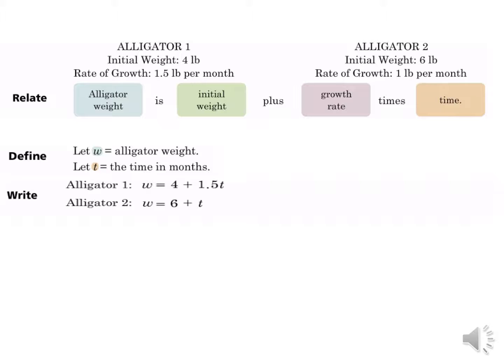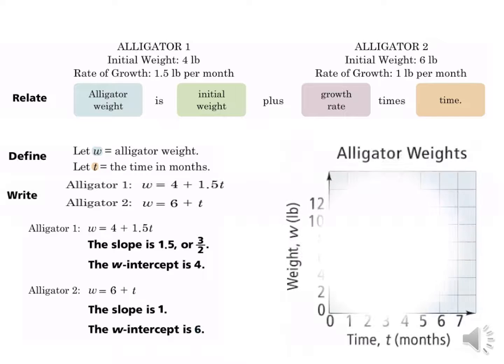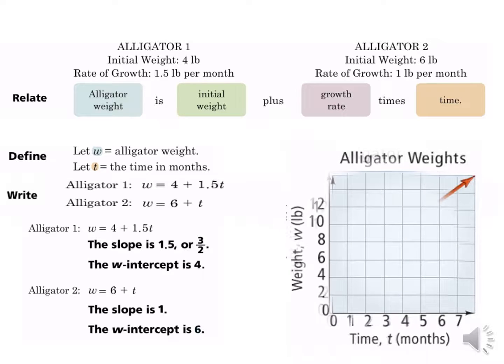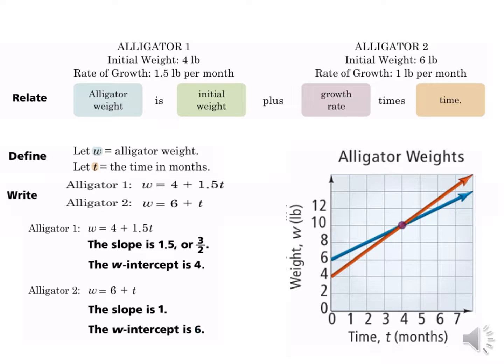Easy again. Already written in y-intercept form, we just graph them, right? Now to change 1.5 into slope, that's easy. 3/2. You don't go up 1 and over 0.5. You go 3/2. And then when you graph, here is alligator 1. Here is alligator 2. So after 4 months, right here where they cross, each alligator will weigh 10 pounds each.